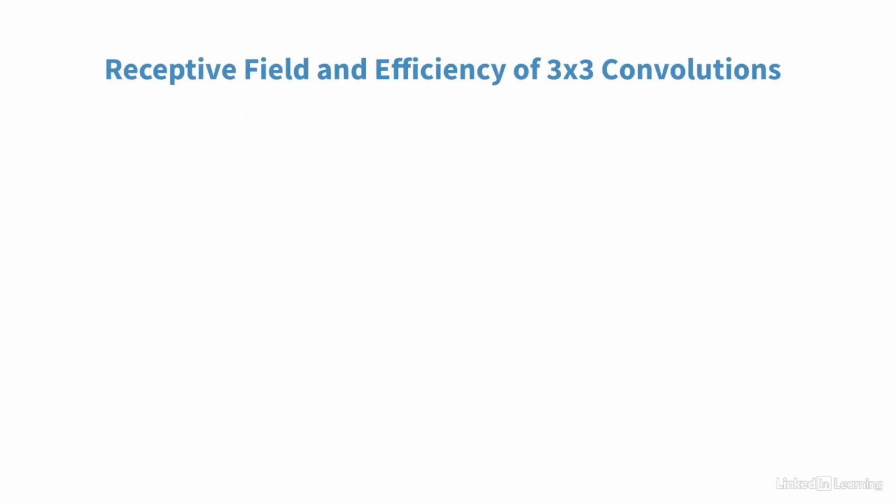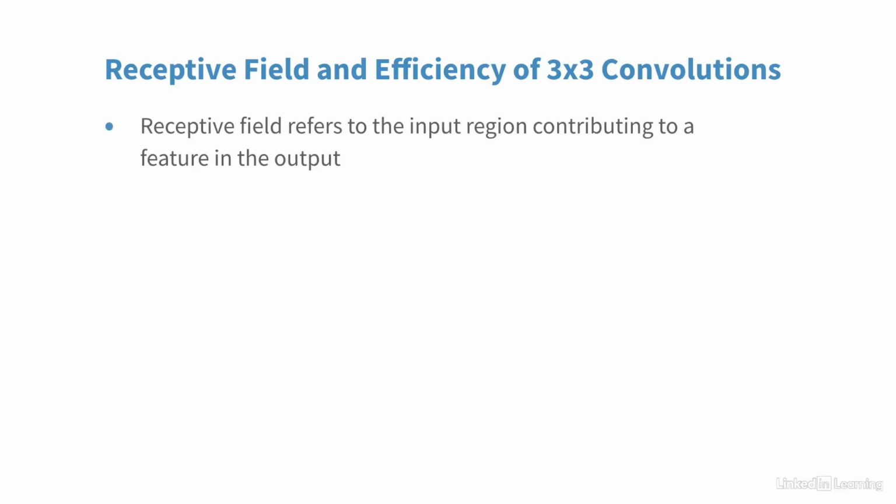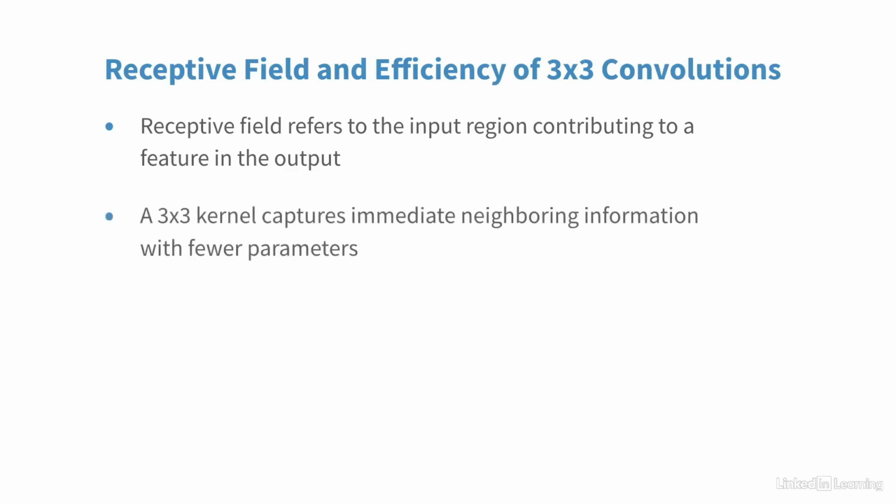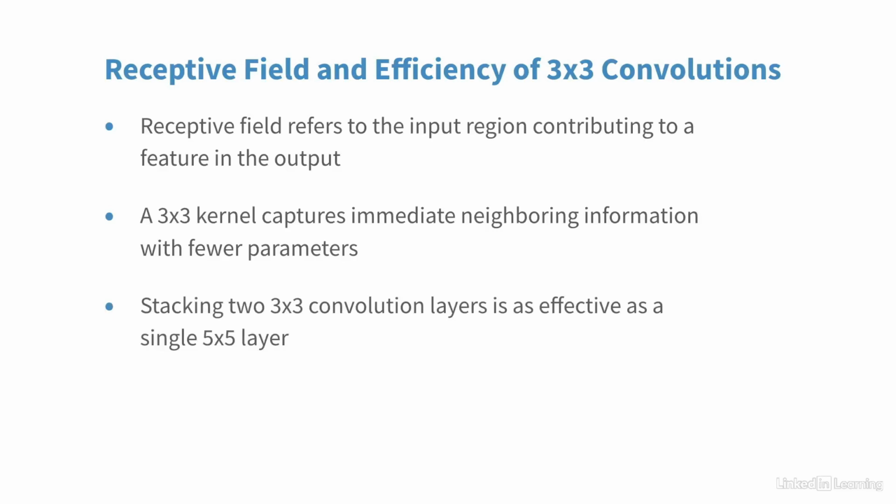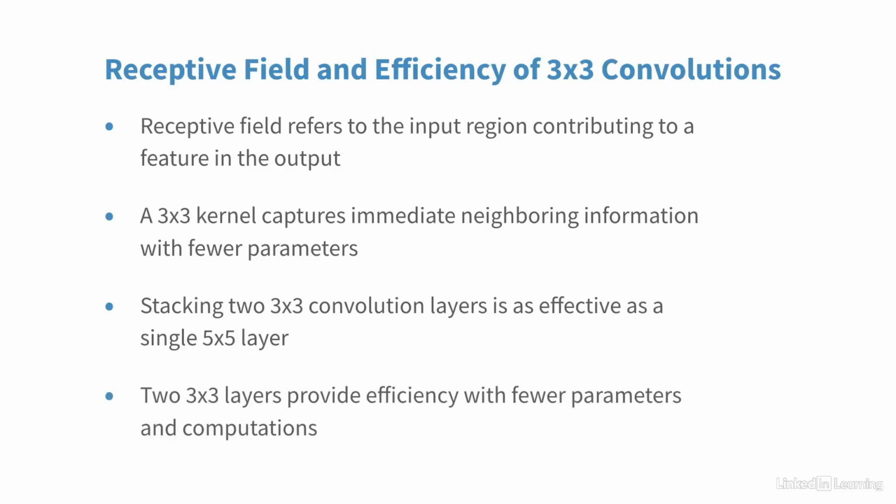Filters in convolutional neural networks detect specific features in input data using trainable weights. The depth of a filter matches the input data's depth, and filters learn more complex features during training. Combining multiple filters helps capture various features at once. The receptive field refers to the input region contributing to an output feature map. 3x3 convolutions strike a balance between a small receptive field and computational complexity. Stacking two 3x3 layers can capture the same information as a single 5x5 layer with fewer parameters and computations.